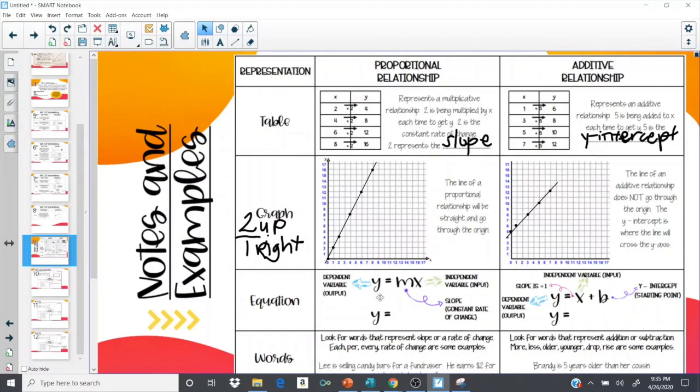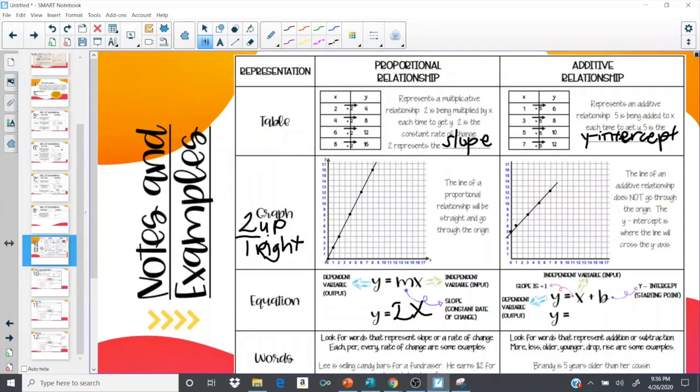The equation we use for a proportional relationship is y is equal to mx, where x is your independent variable or your input, and y represents the dependent variable or the output. M represents your slope, which is a constant rate of change. So we are actually going to write an equation that represents our relationship. We said our slope is 2. Therefore, you will substitute m, which is slope, with 2. So your equation is now y is equal to 2x.